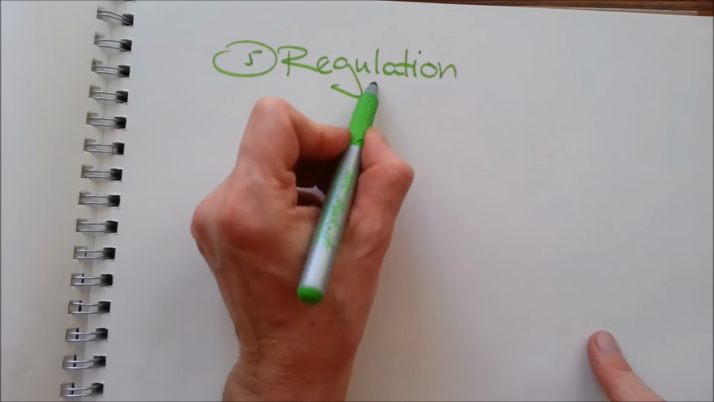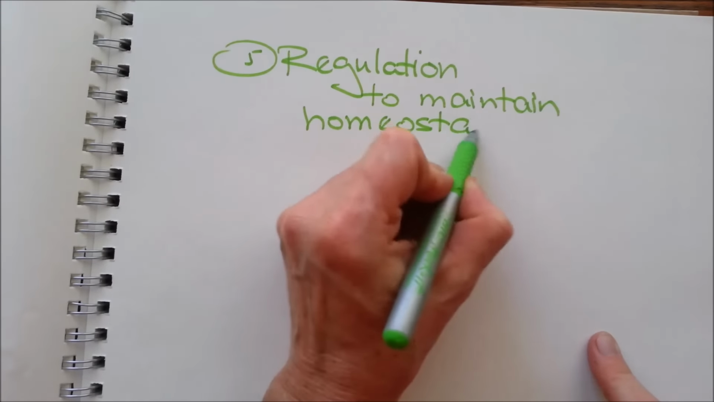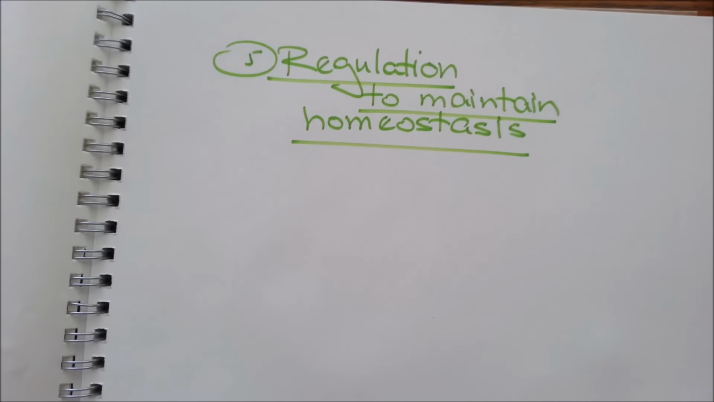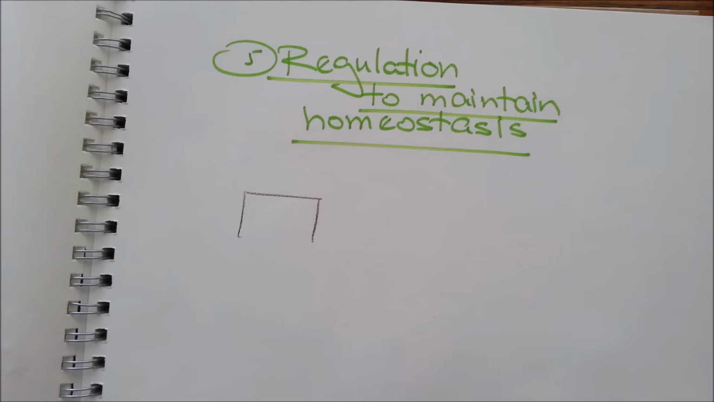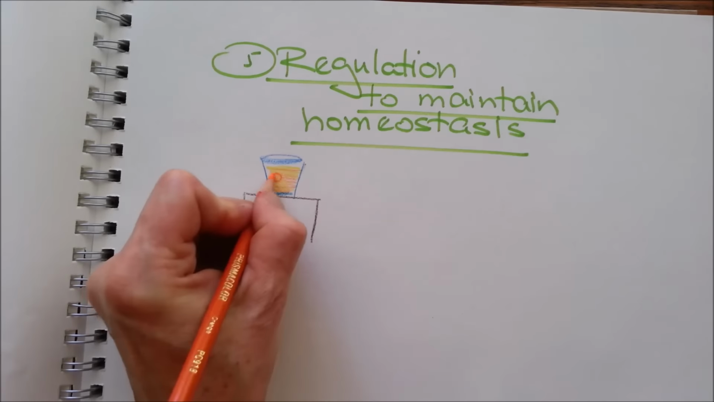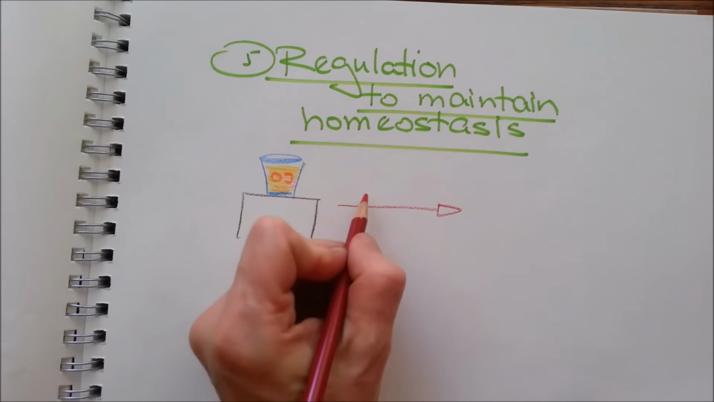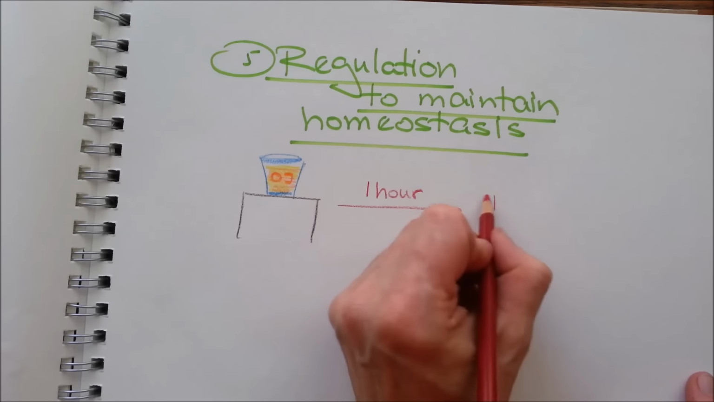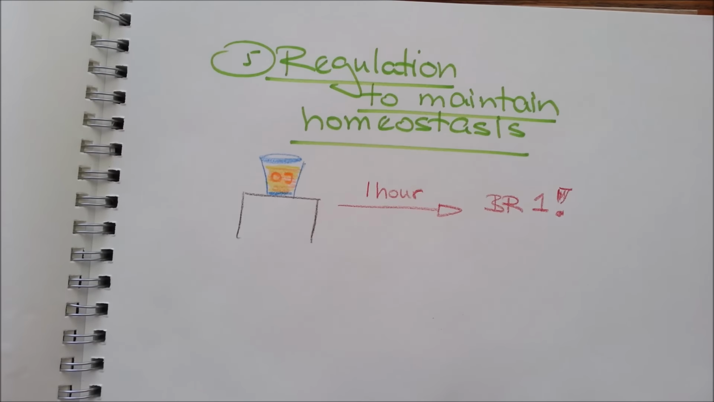The fifth characteristic is regulation to maintain homeostasis. Homeo means same, stasis, same state. So the internal environment of the organism is constant, stable. Let's consider we have a glass of apple juice. This apple juice is really good and tasty, and an organism is going to drink it. One hour later, this organism will have to go to the bathroom.